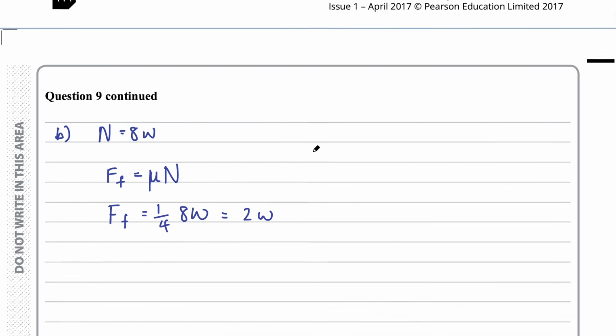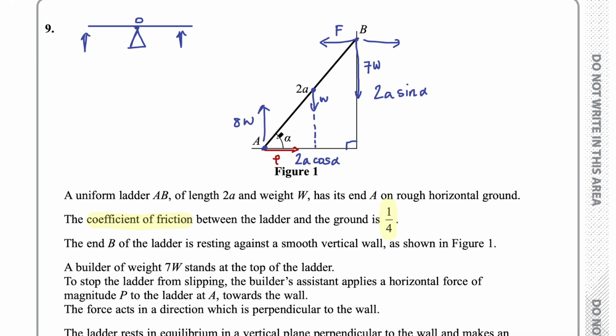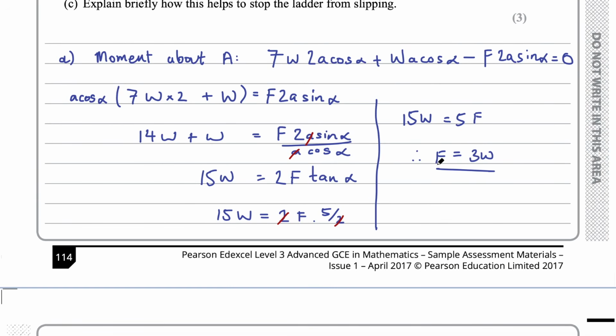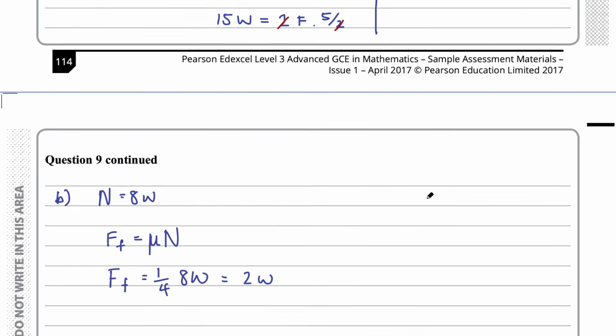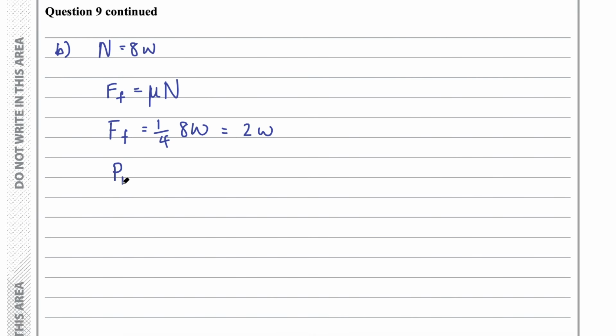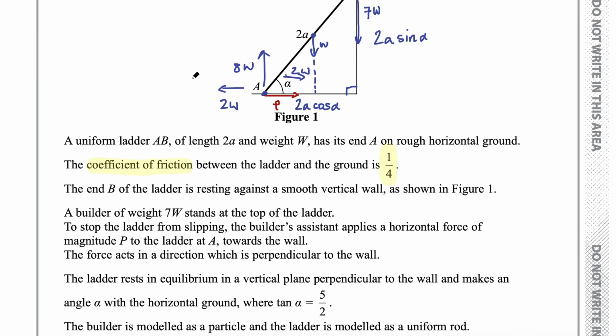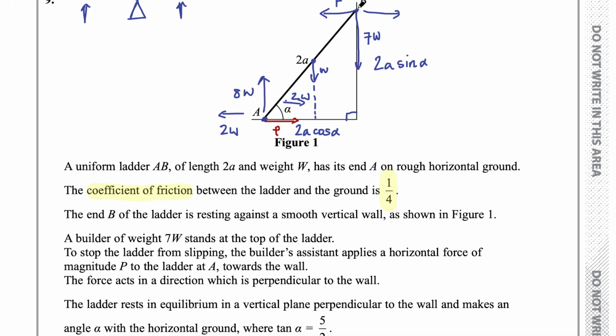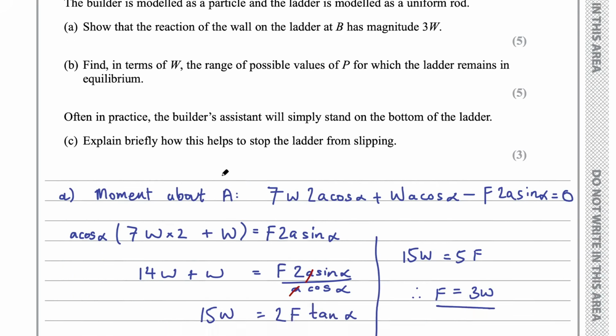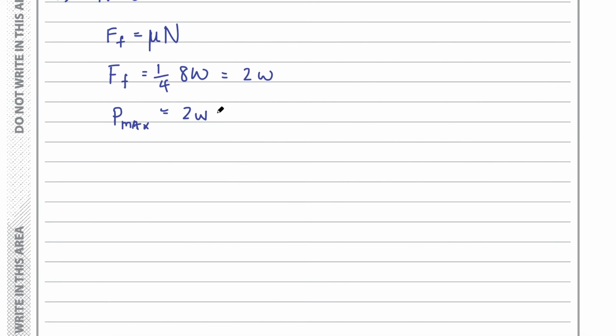Now, interestingly, this frictional force can actually act towards the wall and away from the wall, which changes how much force the builder's assistant will have to use. So remember, we have the force pushing against the ladder of 3W. So let's start off with the P max, the maximum force he would have to use. That would mean this frictional force is pushing away from the wall, adding to the reaction force pushing against the ladder from the wall. So this would be 2W plus 3W, 5W.